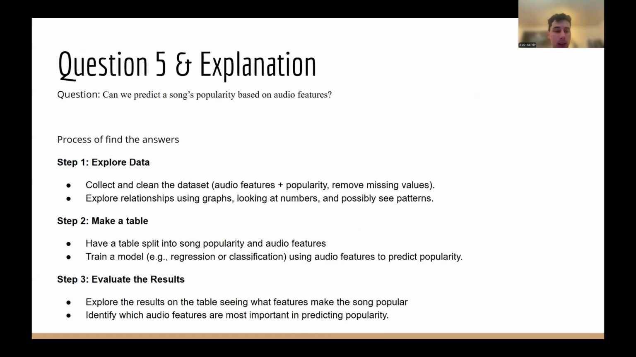Step two would have a table split into song popularity and audio features, and then have a model, for example, a regression or a classification model, and then you could use audio features to predict popularity. And step three, evaluate the results. Explore the results on the table, seeing what features make the song popular, and identify which audio features are most important in predicting popularity.